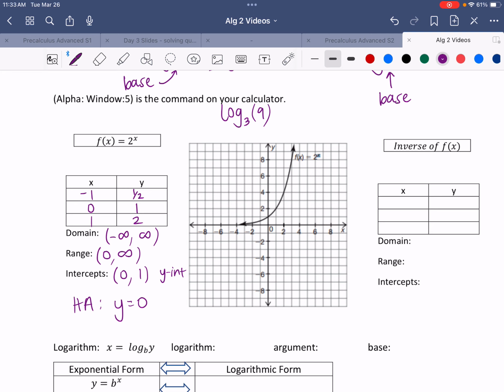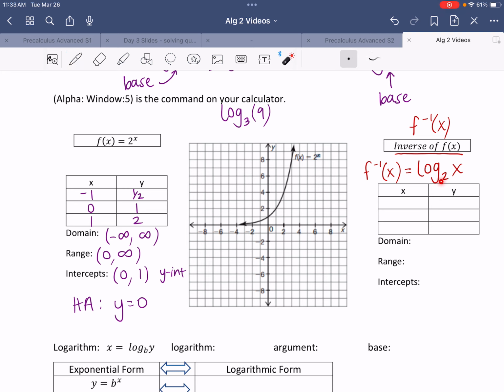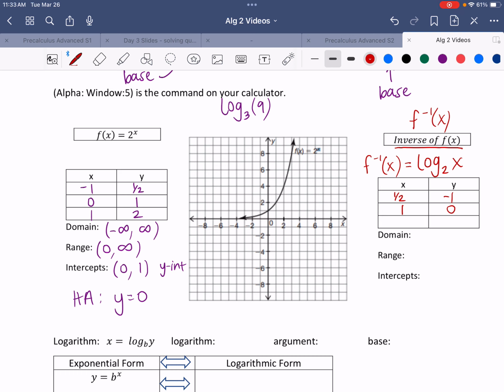So now, using our knowledge of inverses, if we were going to find the inverse of f of x, its equation, if I just switched the x and the y here, I'd be kind of stuck. I wouldn't know what to do, and that's why we need logarithms. It's going to help us find an unknown exponent. So I would write this as the log with the same base from the exponential. The base would be 2, log base 2 of x. And I can take this original table and switch all the x's and y's. So it's going to be 1/2, -1, 1, 0, 2, 1.